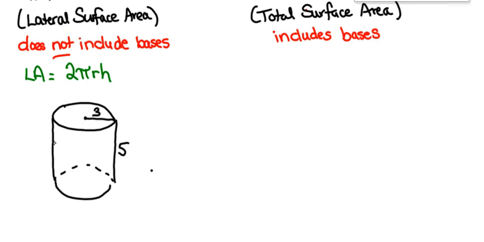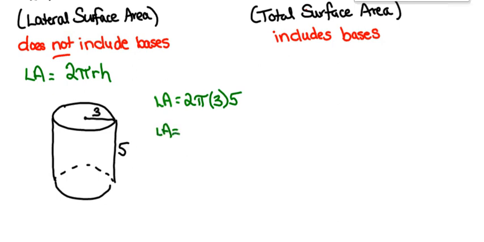So again, the lateral area would be that rectangle that curves around and makes up the sides of that cylinder, so to speak. So to find the lateral area, I would take 2 times pi times the radius, which in our case is 3, times the height of the cylinder, which is 5. And I'm going to keep things all in terms of pi just to keep things simple. I won't have to dig my calculator out.